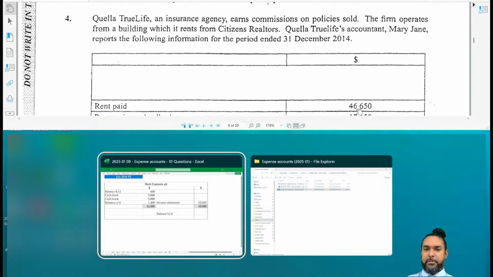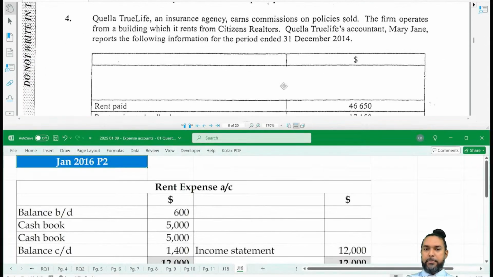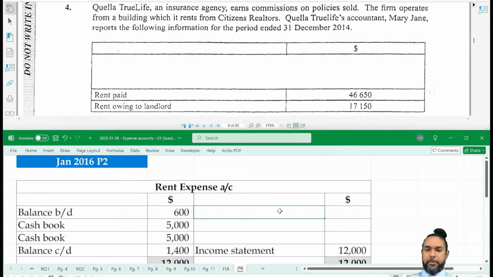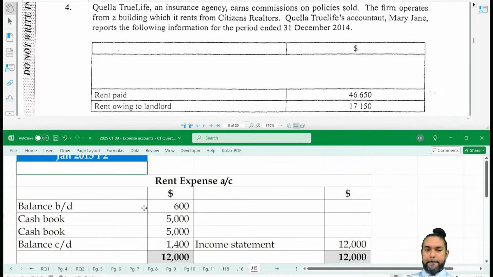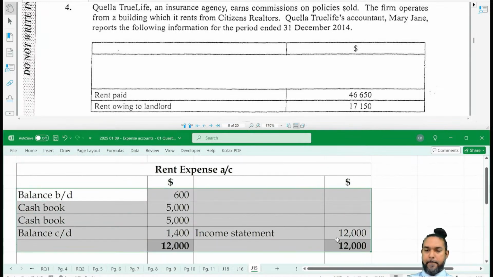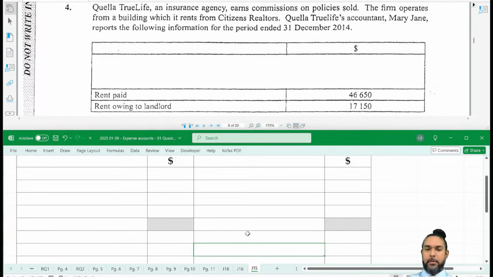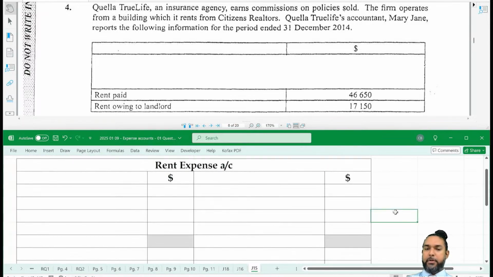All right, put that one on the top. Put this one below. Right, so what you're going to want to do. So Jan 2015. Yeah, so again, what you're going to want to do, you're going to want to put in your rent paid and your rent owing carried down, and then to balance it off, you'll need your income statement figure.